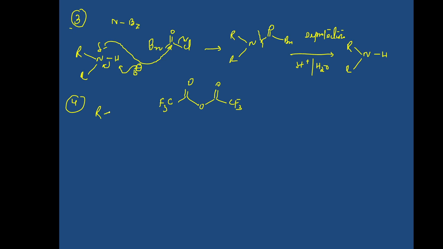So over here what will happen? We will take a primary amine or a secondary amine. This is a secondary amine. A base will first abstract a proton, then this bond will break towards this side. This negatively charged nitrogen will attack on this and this will leave as a leaving group. So basically our nitrogen atom gets protected.